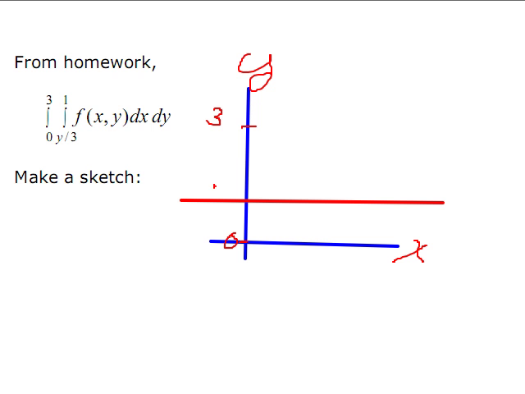Okay, so here's the line coming into some region, and the first thing that it encounters is the line x equals y over 3. So that's just a straight line, looking something like that. And that's the line that it hits as it comes into the region. Then as it leaves the region, it hits the line x equals 1. Here's the line x equals 1, like this.